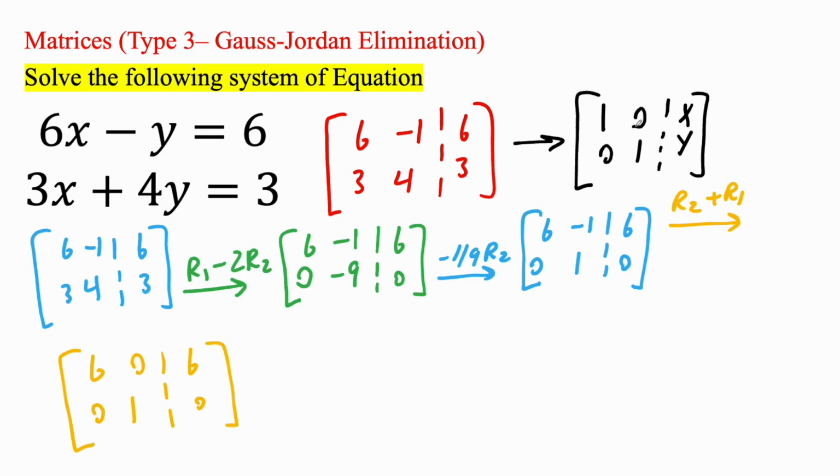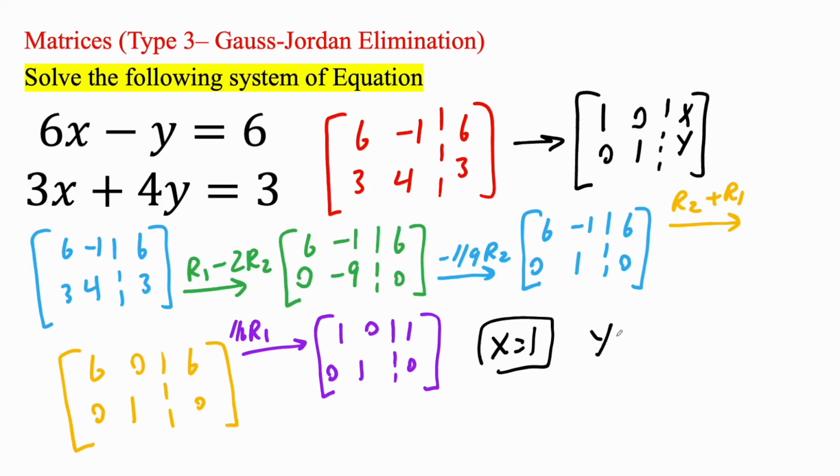This piece, this piece, this piece we got. All we need to do is get rid of this 6 and turn it into a 1. And that's just going to be like this piece. So I'm going to multiply row 1 by 1/6. So 6 times 1/6 is going to be 1. 0 times 1/6 is going to be 0. Dash, dash, dash. 6 times 1/6 is 1. And then row 2 remains the same. So 0, 1, 0. So 1, 0, 0, 1. We got this. Therefore, x will equal 1 and y will equal 0.